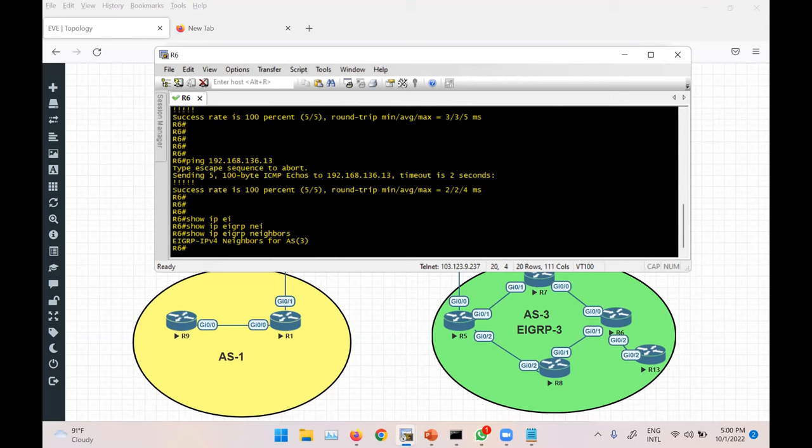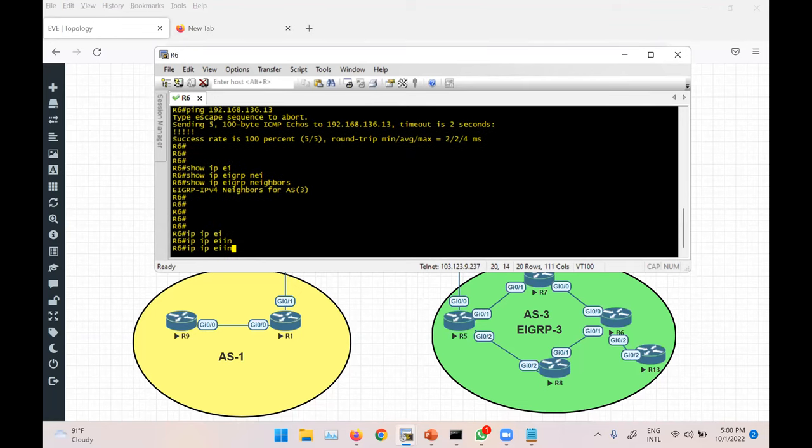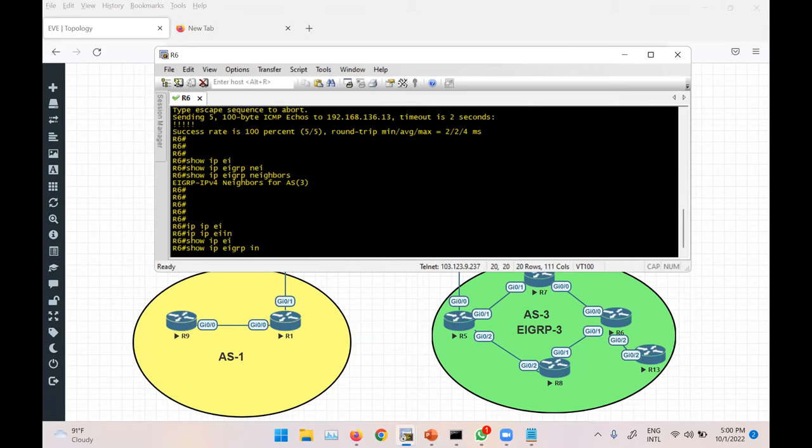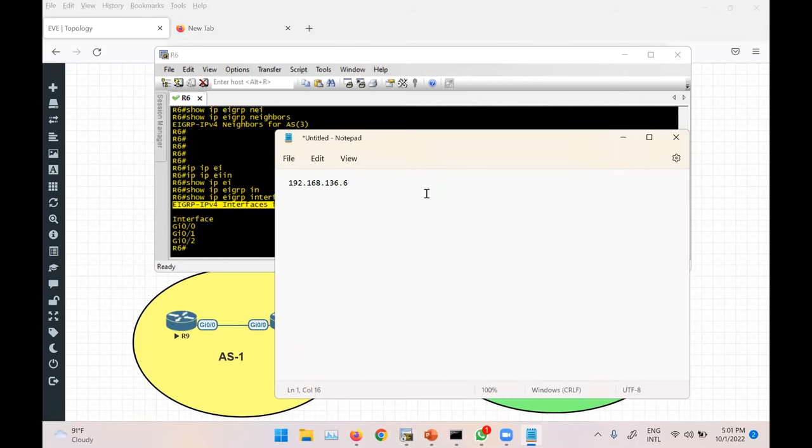Then what could be the problem? So that's the thing we have to identify first, where is the problem. So first thing first, what do we have to check? We have to check show IP EIGRP interfaces, right? So which interfaces are configured for EIGRP? We are seeing here the interfaces gig 0/0, 0/1, 0/2, all are under the EIGRP process. That means we have configured it, and what is the process ID? The process ID is 3. So the EIGRP process ID is 3 here.